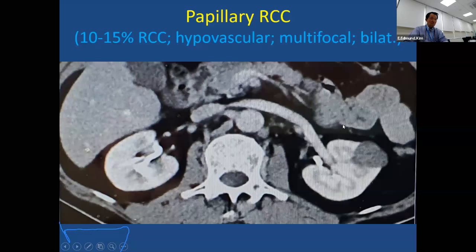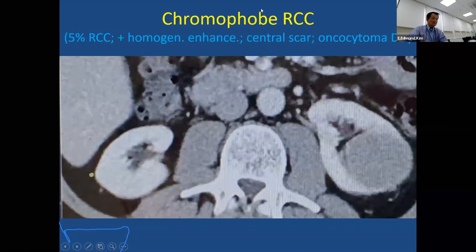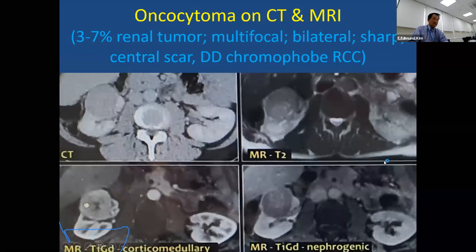Multifocal and sometimes bilateral disease is the papillary type. The chromophobe type is much smaller and rare. It's almost like a central scar. Oncocytoma looks like it, but on CT the density is much higher. So oncocytoma is here, without contrast, and with contrast a little bit enhanced. MR shows here.